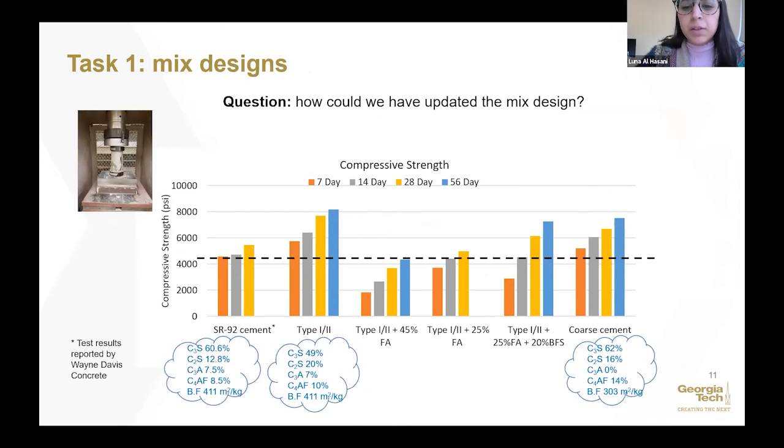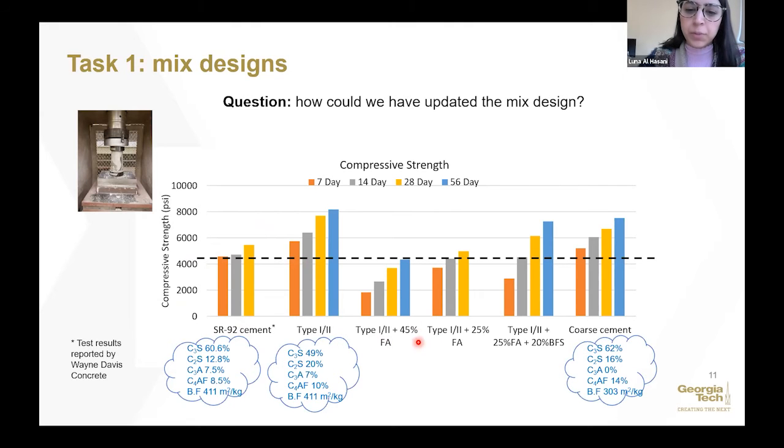So now that we've decided on a model to proceed with, we wanted to suggest other mix designs that GDOT could have used or could use for future projects that would be lower in heat than the conventional type 1-2 cement. This one is the SR92 cement, and the dashed black line shows the strength requirement for that certain project. So this is the abutment wall cement, and this is the strength requirement for that abutment wall. And here are the mixes that we are proposing.